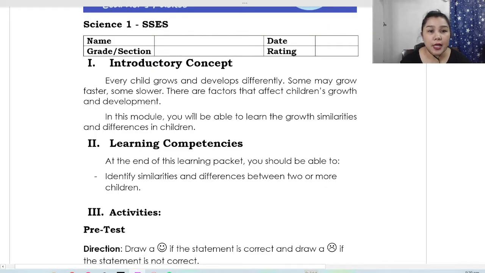This is Science for Week 8. Write your name before we begin.